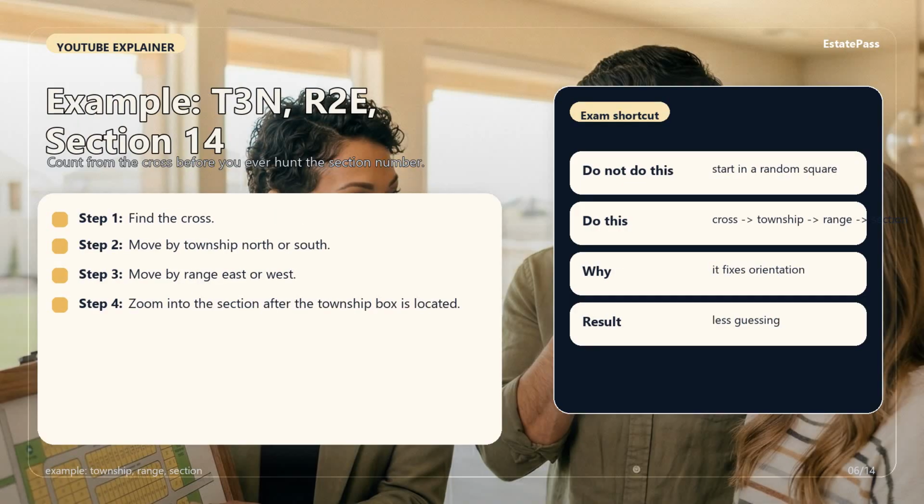If the question says Township 3 North, Range 2 East, Section 14, your first job is not to memorize the letters. Your first job is to picture the cross, move 3 townships north, move 2 ranges east, and only then look for Section 14. That order is what turns the code back into a map.